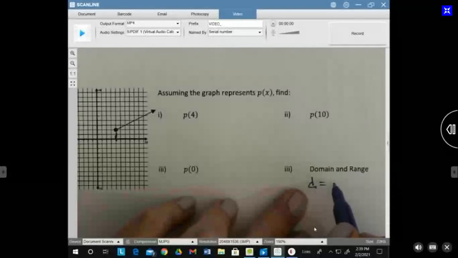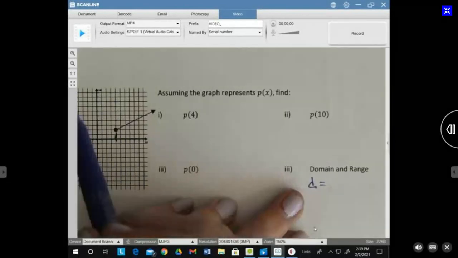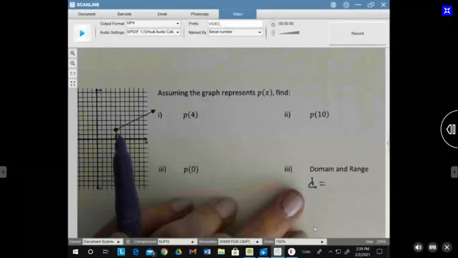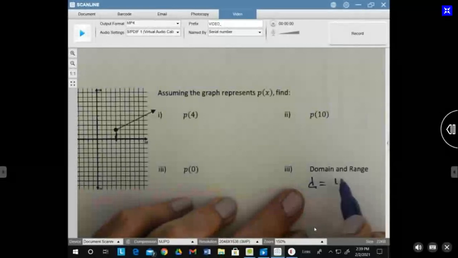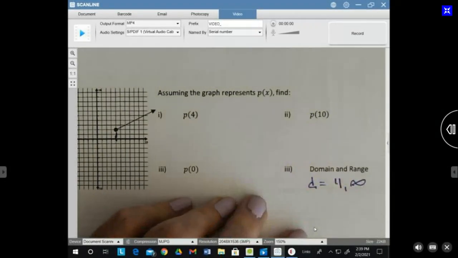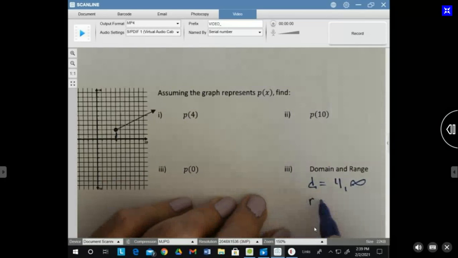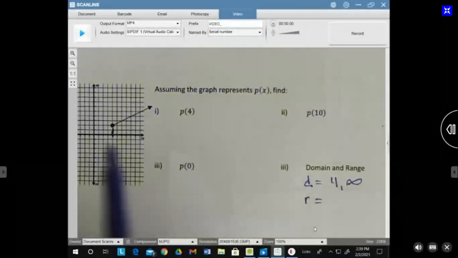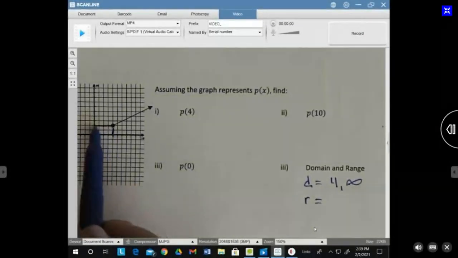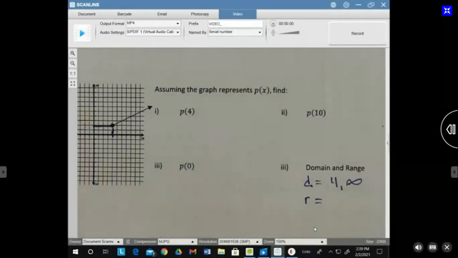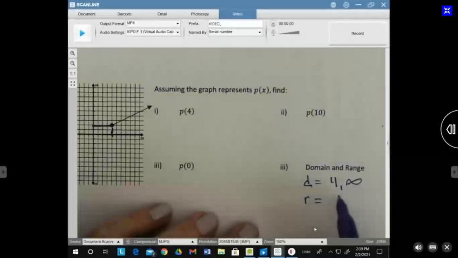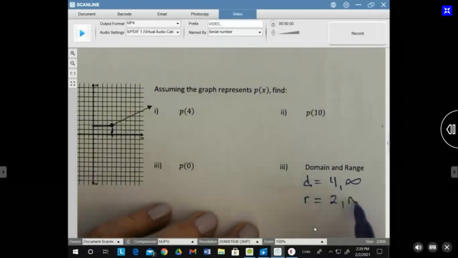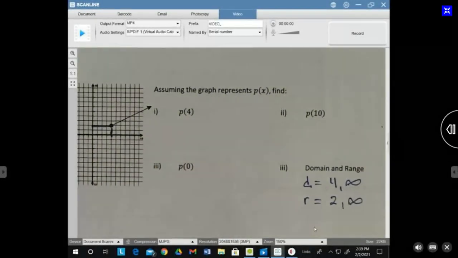All right. You too. So your domain starts at 4 and goes to infinity. What about your range? Where does your range start? What's your smallest y? 2. So your range is going to start at 2 and go to infinity.